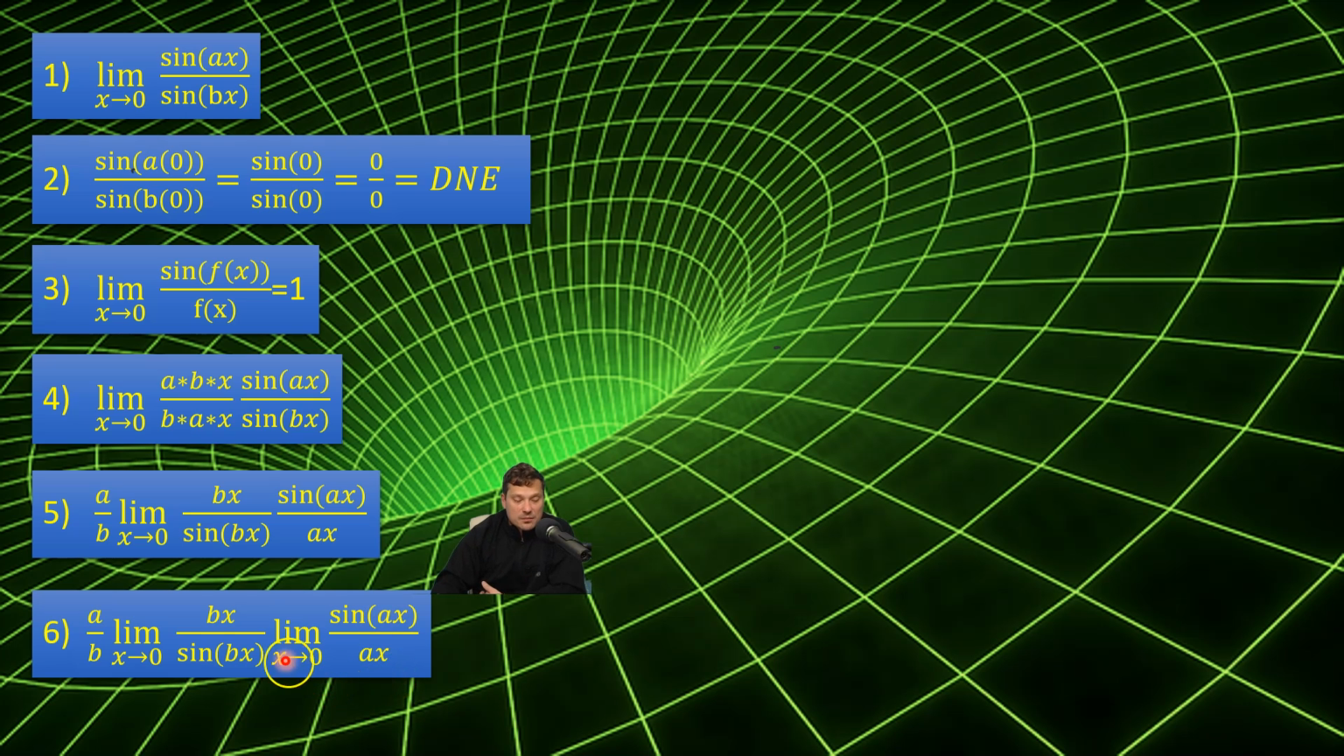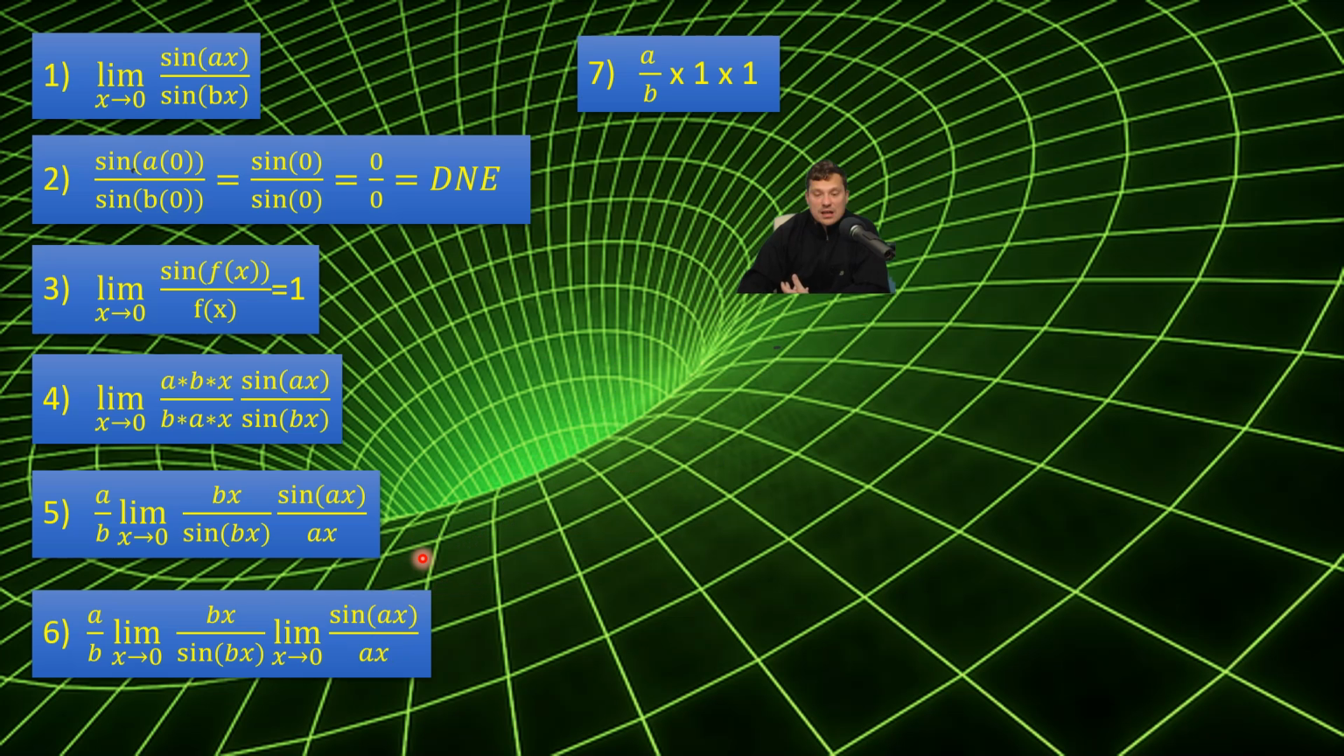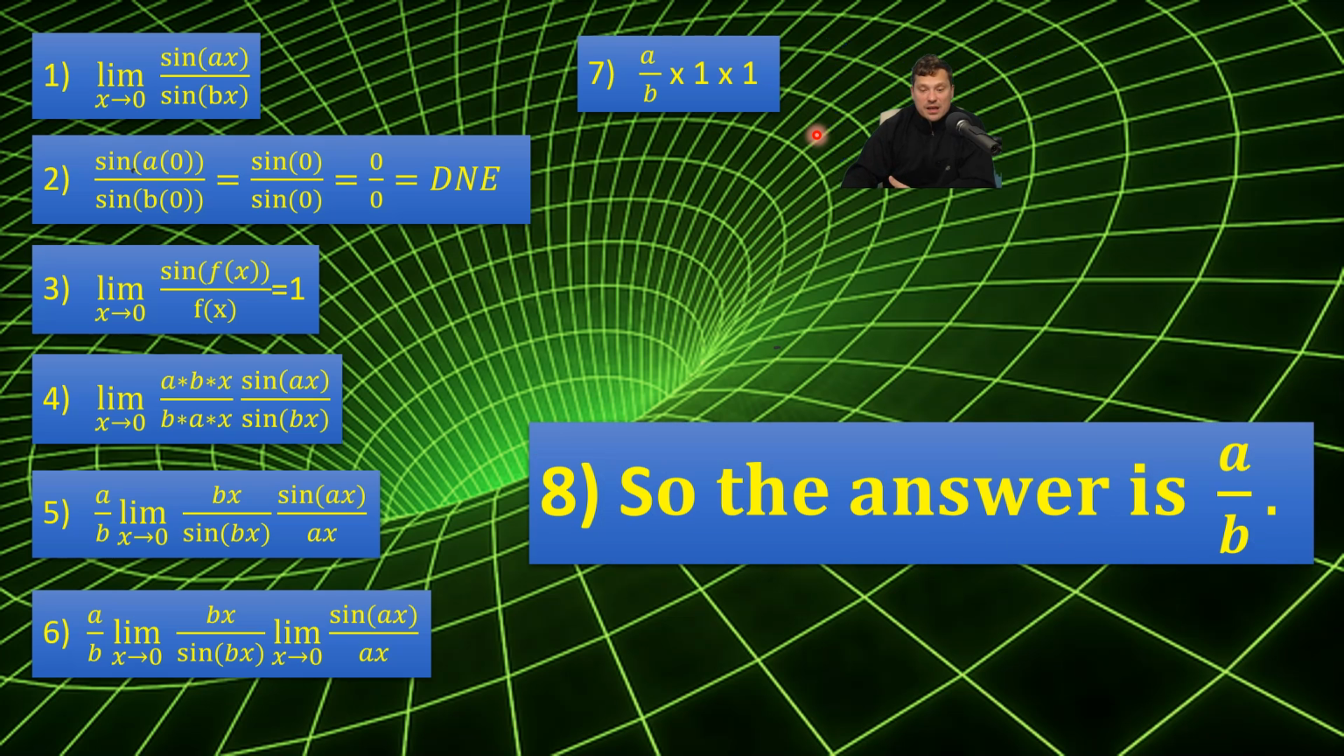Then each of these limits is equal to 1. So in other words, at step number 7 across the top of our black hole, I end up with a over b times 1 times 1. Which means that lastly, the answer is just a over b, the way you see it right here. In other words, back at step number 1, the coefficient on x in the top is a, the coefficient on x in the bottom is b. So at this last step, the value of the limit is equal simply to the ratio of those coefficients, just the way you see it.